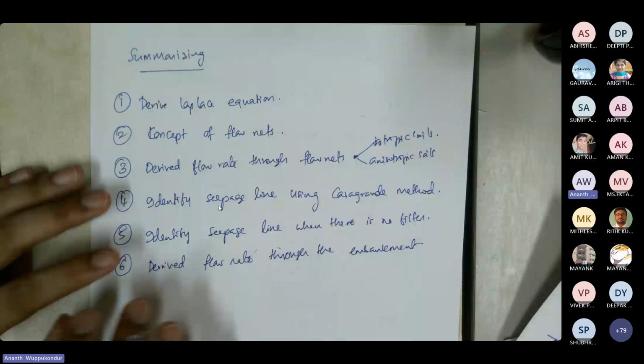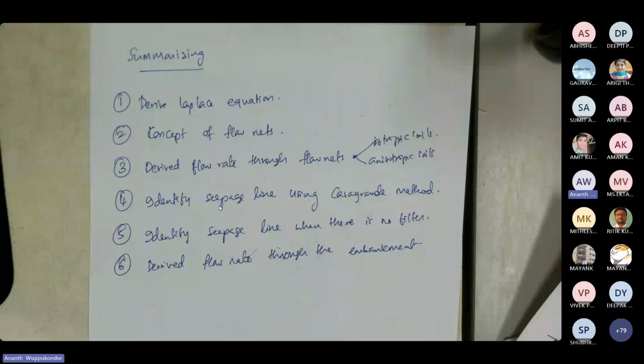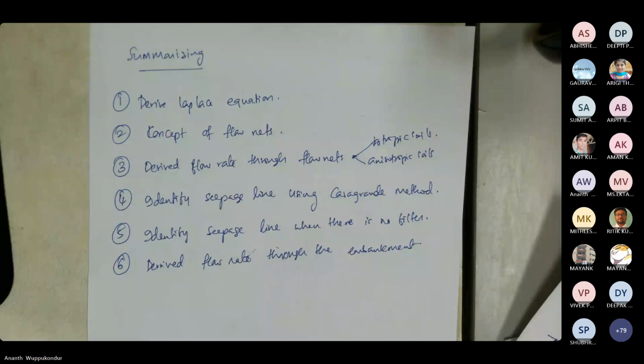In the next lecture, we are going to do the stability analysis of the embankment dams. And once we finish the stability analysis, we are going to move on to spillways. So any questions on this today? I'm going to upload the notes and the recording. Are there any questions?